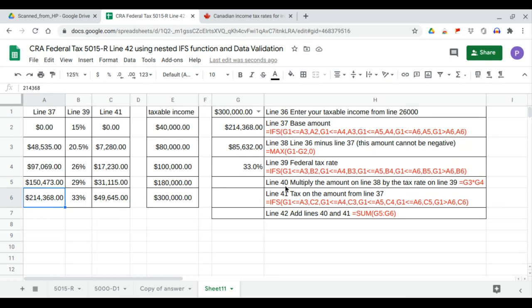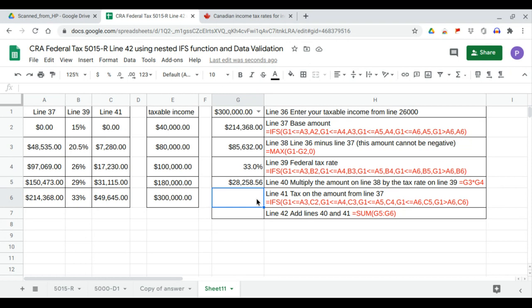And line 40 is line 38 times line 39. So we copy this formula. So that's line 38 times line 39, which is this value.